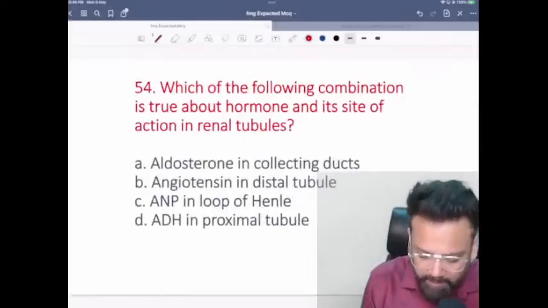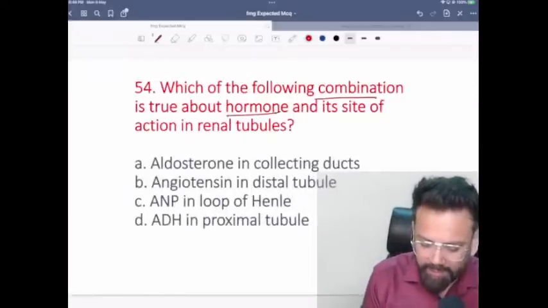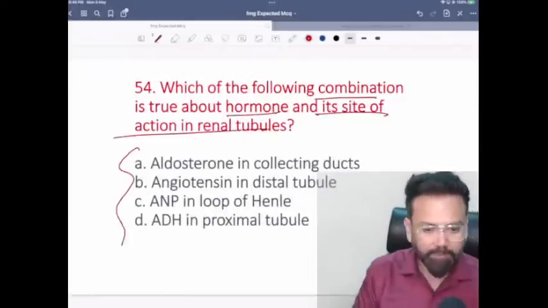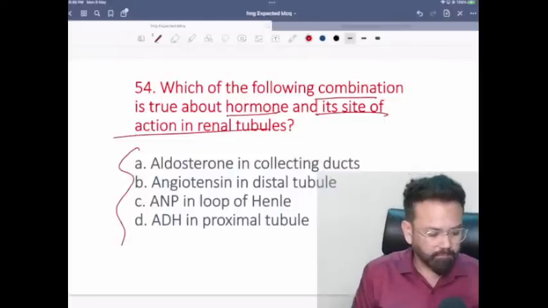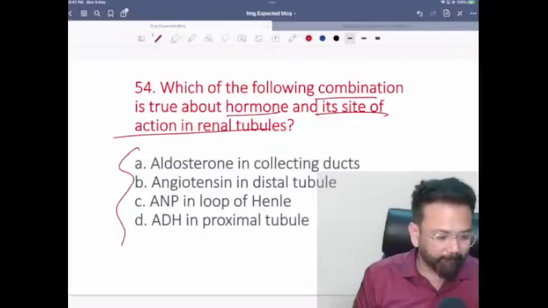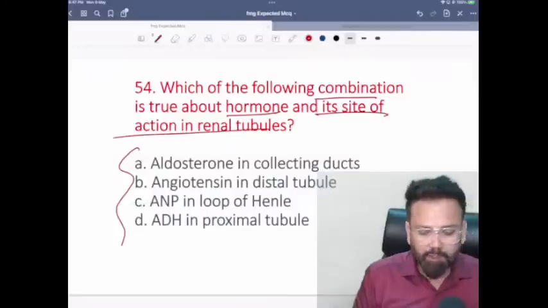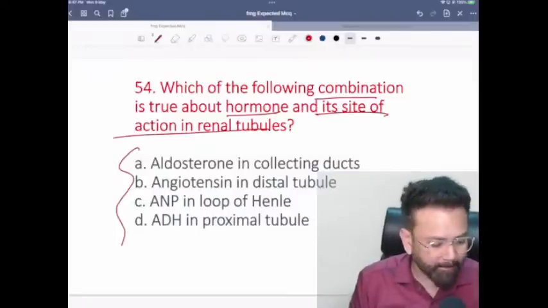Which of the following combinations is true about the hormone and its site of action? Tell me. Please do revise. These are factual questions and you have to remember. Physiology is a very, very huge subject, but this is the minimum which you have to remember.